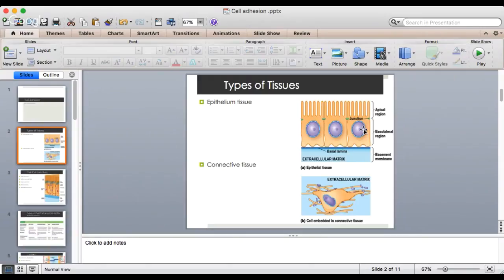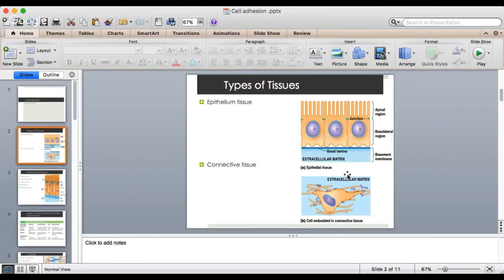And then we have the basolateral region. This is actually the surface that meets the basement membrane, which is part of the lamina.